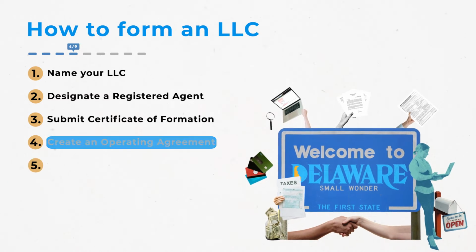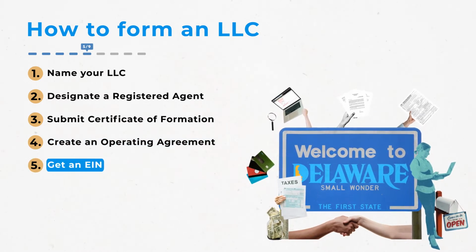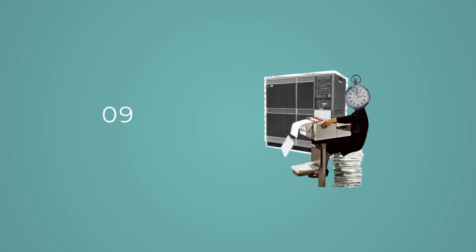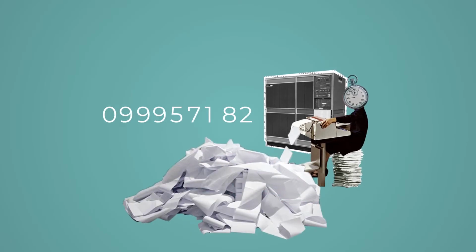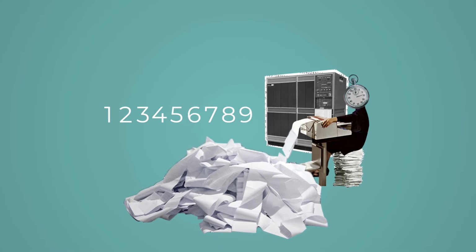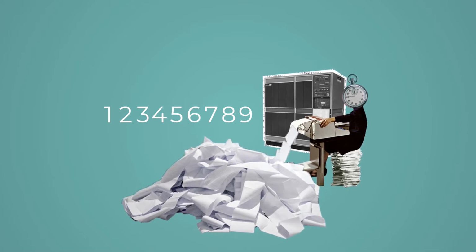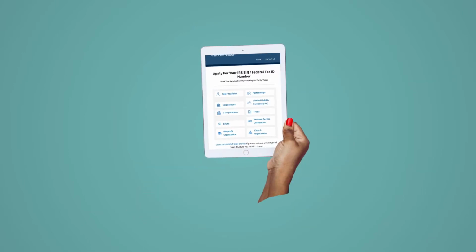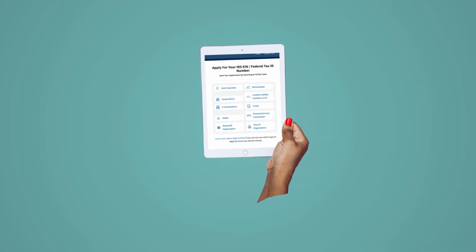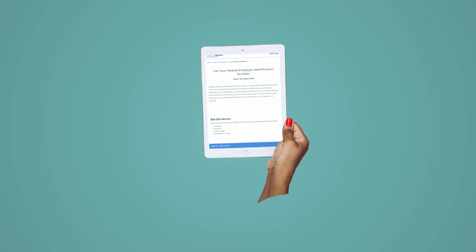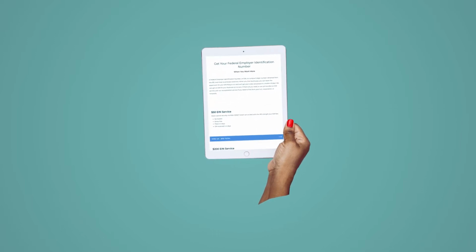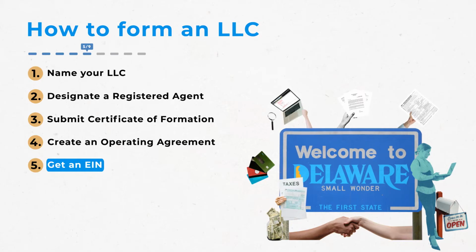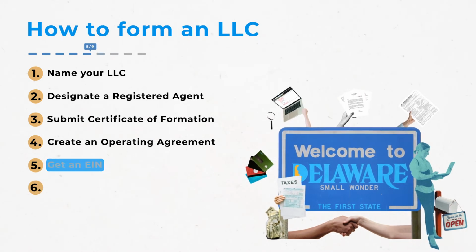Additionally, you might want to get an employer identification number, especially if your business will have employees. This brings us to step 5. An EIN is a unique 9-digit number that the IRS assigns to your LLC for tax filing purposes, acting like a social security number for your business. You can apply for an EIN through the IRS website or file a paper form. You can also skip the hassle and hire a Northwest Registered Agent to get the EIN for you. Once you have your EIN, you're ready for step 6.